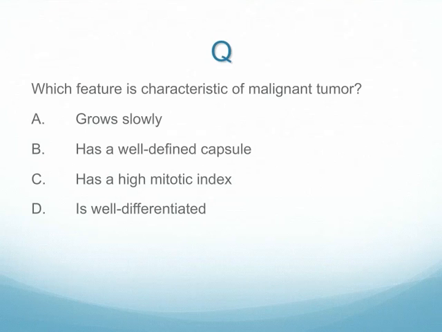So let's answer this question here. Which feature is characteristic of a malignant tumor? Is it that it grows slowly, it has a well-defined capsule, has a high mitotic index, or is well differentiated? Of course, the correct answer there is letter C. It has a high mitotic index.